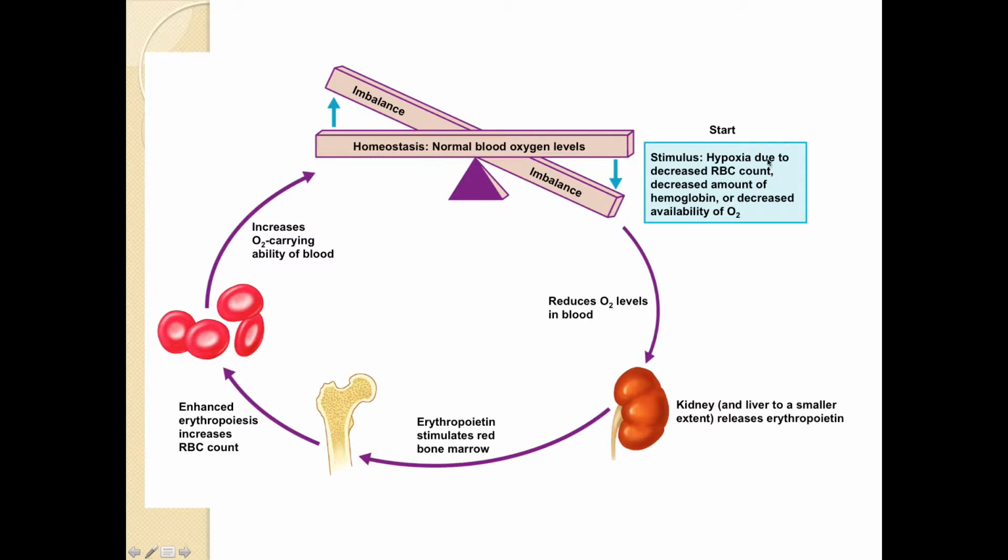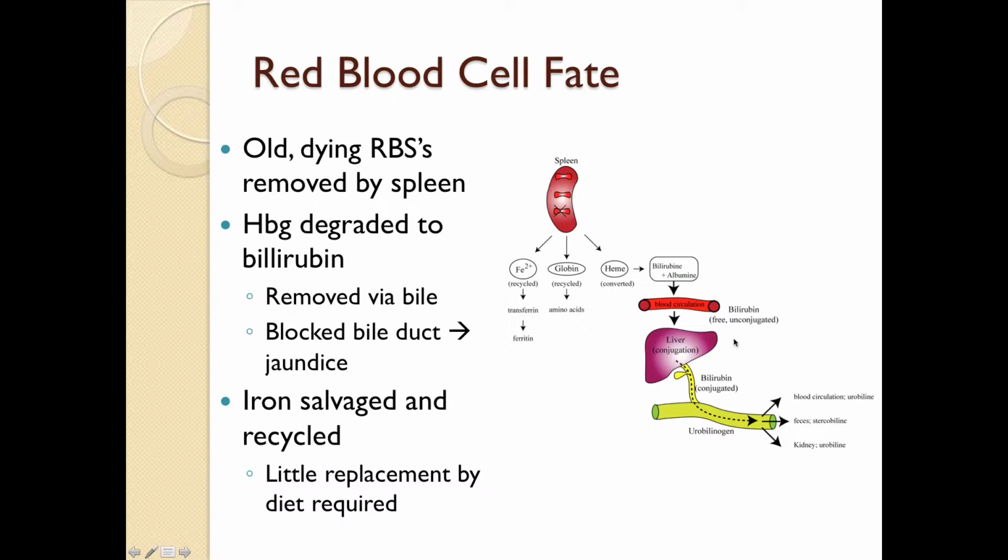So again, this should only be signaled when there's an imbalance at a homeostatic level of the ability of red blood cells to deliver oxygen to tissues. So the kidneys do release EPO to stimulate the bone marrow to start making more red blood cells to achieve homeostasis. So we will see alterations in homeostasis in the pathology.